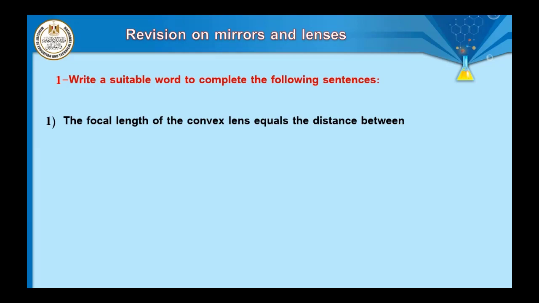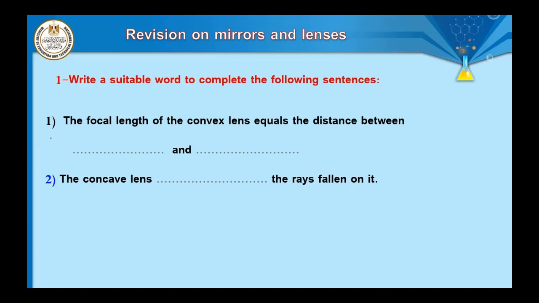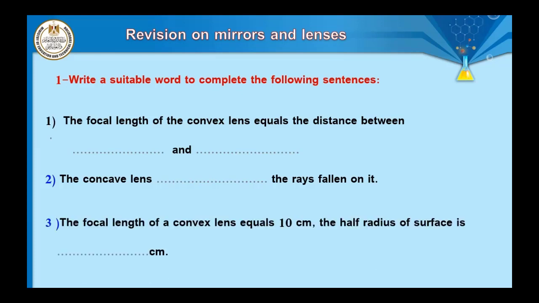Number one, the focal length of the convex lens equals the distance between space and space. He asked you about the definition of focal length. We know that focal length for a mirror or for a lens is the distance between the focus and the pole in the mirror. But in the lens, the distance between, yes, the optical center and the focus. The focal length of the convex lens can be measured from the distance between the optical center and the focus. The optical center is a point in the middle of the lens, and the focus is the point of collection of all refracted light rays.